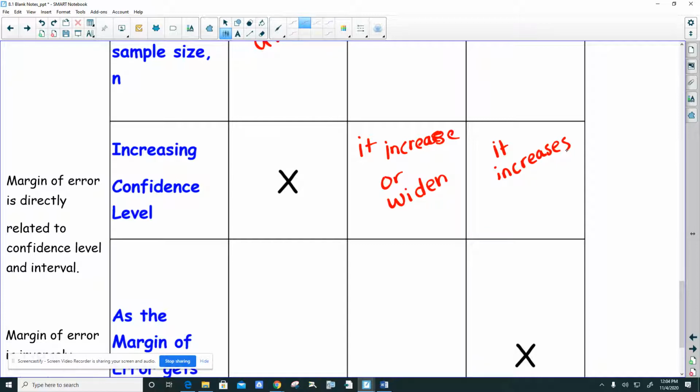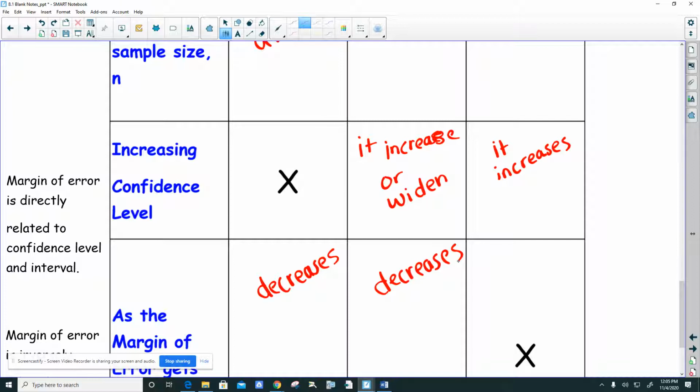And finally, as the margin of error gets smaller, your confidence level would be decreasing, and your confidence interval would also decrease as your margin of error gets smaller.